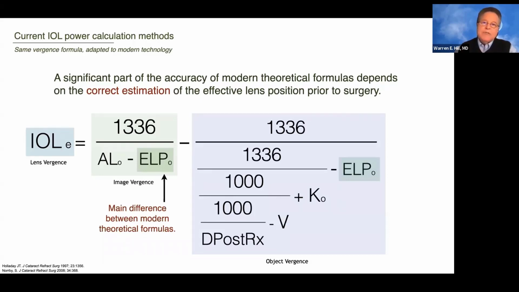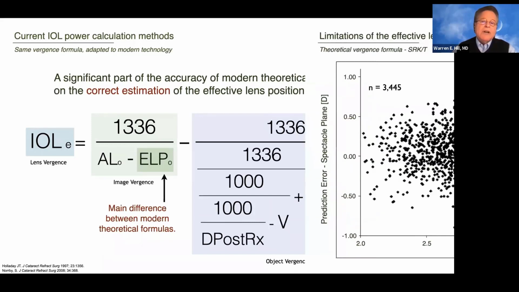The older formulas from the 90s and early 2000s really fall short in the estimation of the effective lens position. And as we all know, the effective lens position can only be estimated. It can't be accurately calculated because it's based on things that are unknowable. So that's a real limitation for lens power calculations.